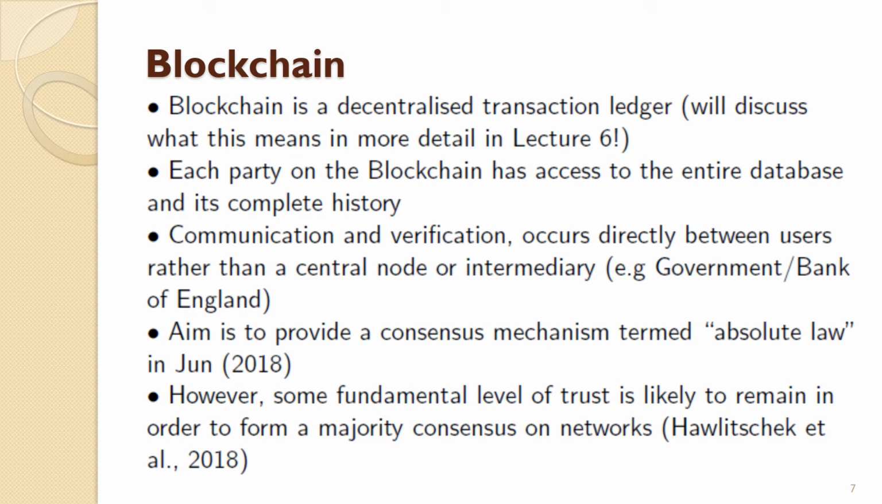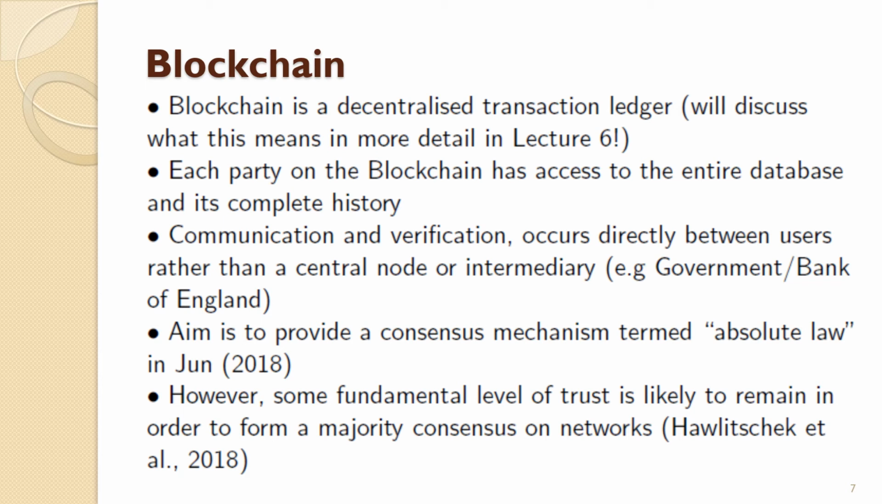So the aim is to provide a consensus mechanism termed absolute law in this paper here by Jun. However, this absolute law is really a sort of intellectual utopia, and it's likely that some fundamental level of trust is likely to remain in order to form a majority consensus on networks, and indeed to have a payment system, for instance, that actually functions.